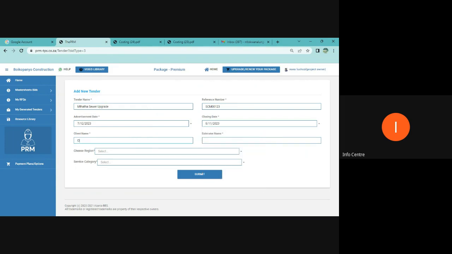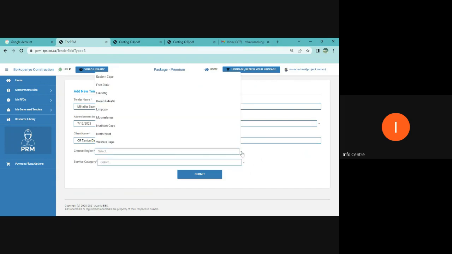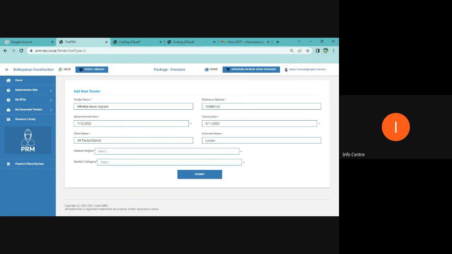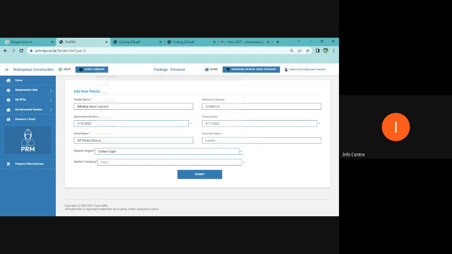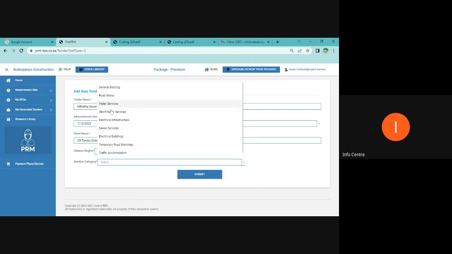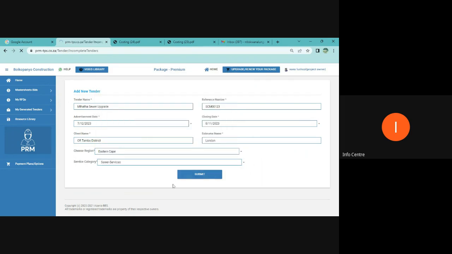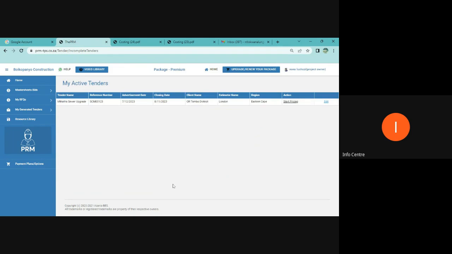Then OR Tambo District. That's the client. Estimator, I can say it's London. London is not East London. London is the name of a person, by the way. Then region is Eastern Cape. Service category is sewer services. I click on submit. Once I click on submit, it shows me that all my tenders are here.